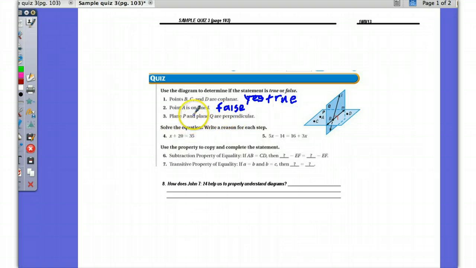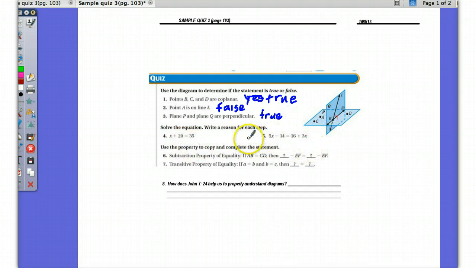How about this one? Planes P and Q are perpendicular, and it's a good example here. You see plane Q here, this plane which is somewhat vertical, standing up, and plane P, more horizontal. The answer is going to be true for this one, because here is our sign of perpendicularity, which says that these planes are at right angles to each other, and the sign means true, they are perpendicular, or they intersect at a right angle. So that takes care of those.